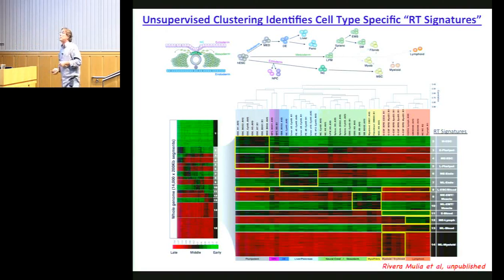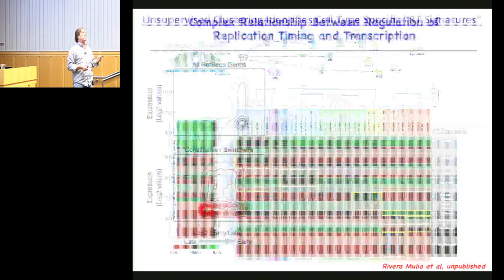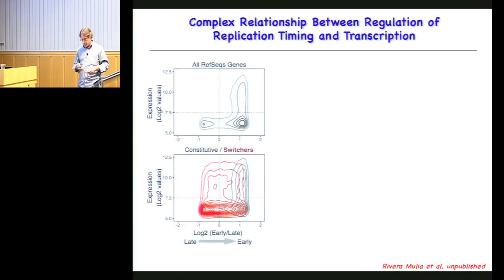Okay? So now, one of the things that people are generally most interested in is transcription. How does this replication timing program relate to transcriptional programs and cell identity? And as I told you, there's this decades-long correlation between transcription and early replication.